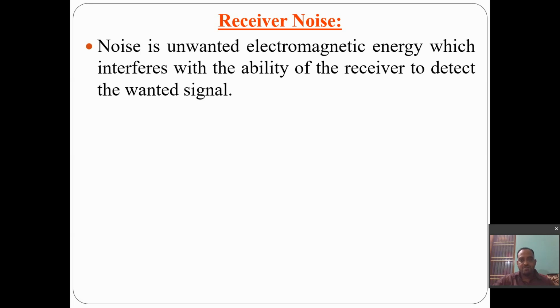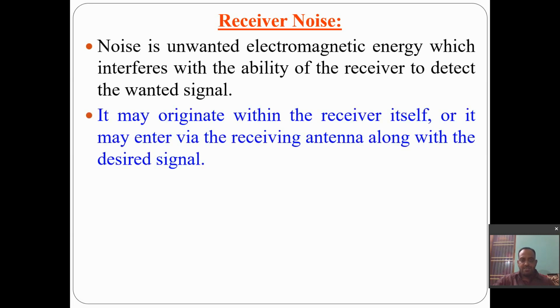In this video lecture, I explain receiver noise. The general definition is that noise is unwanted electromagnetic energy. Here, noise is the unwanted electromagnetic energy which interferes with the actual signal and degrades the ability of the receiver to detect the wanted signal.